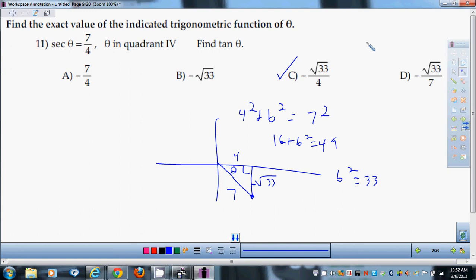The 4 was in the problem. Secant 7 over 4 is the same as cosine of 4 over 7, right? Isn't that just the flip? So we drew our angle, and we did cosine. Cosine is which two sides of the triangle? Very good. Adjacent was the 4. Hypotenuse was the 7. That's why we use those. That helps you fill out your triangle.